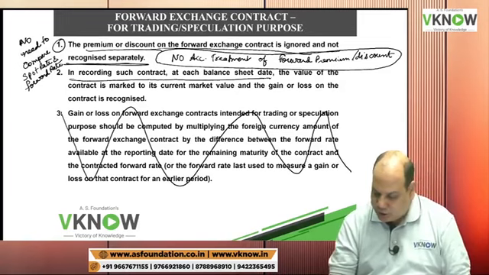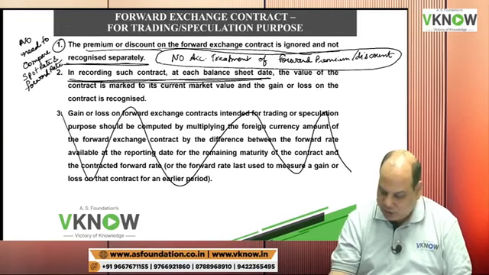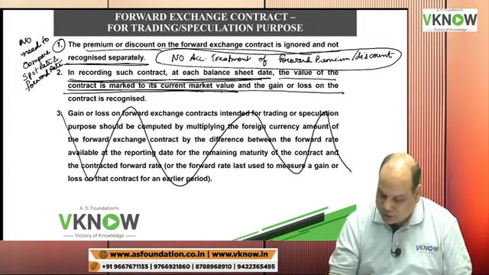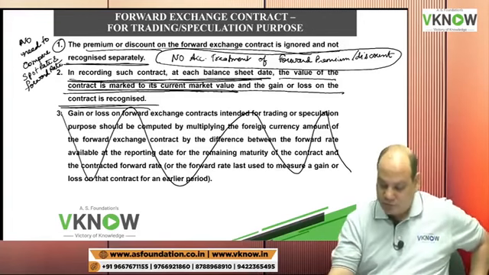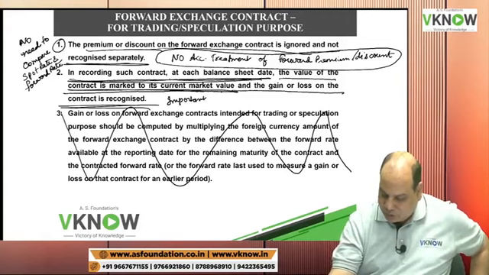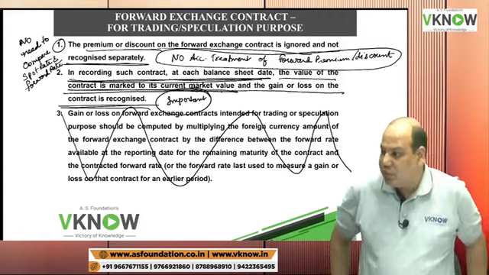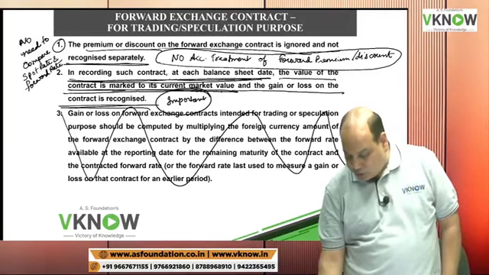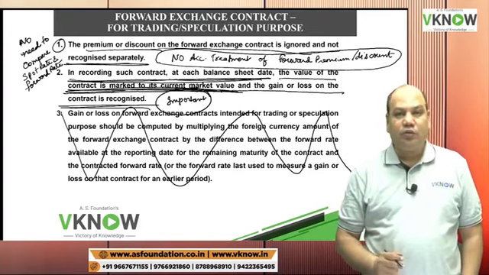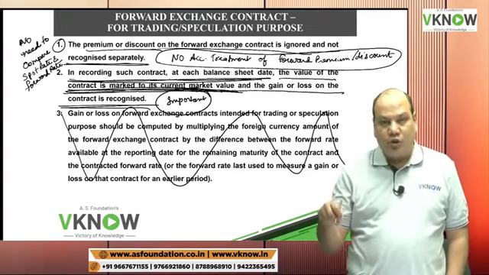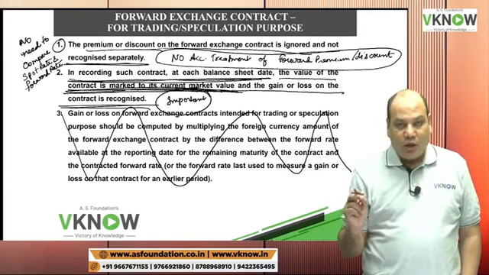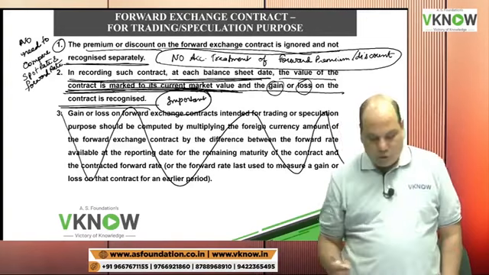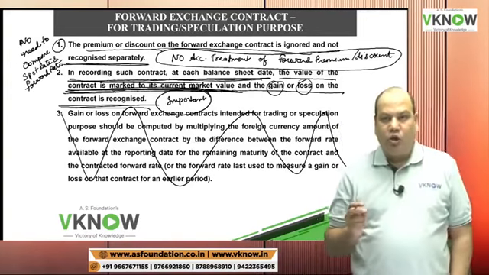On every reporting date, on year ending date, at each balance sheet date, the value of the contract is marked to current market value and the gain or loss on the contract is recognized. This is important. On every reporting date, till settlement, you will see what is the value of this forward contract, and any gain or loss will be recognized immediately. I am saying both gain or loss. Gain will also be recognized, loss will also be recognized.